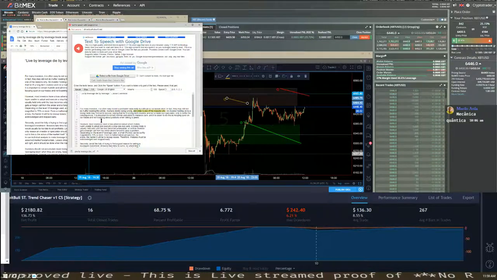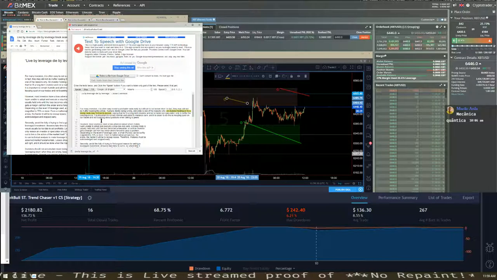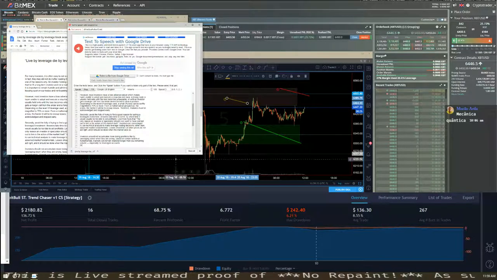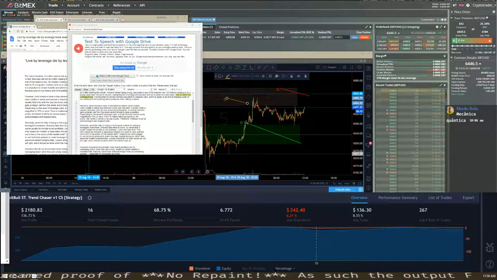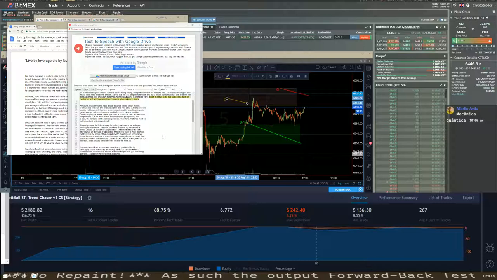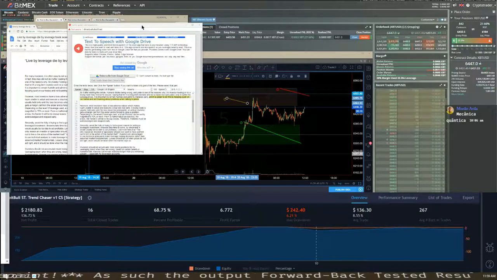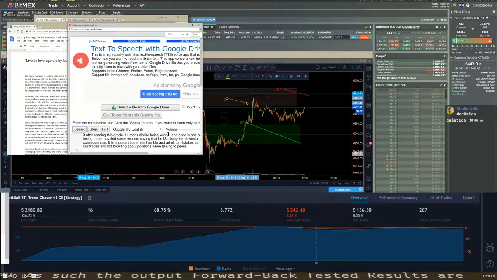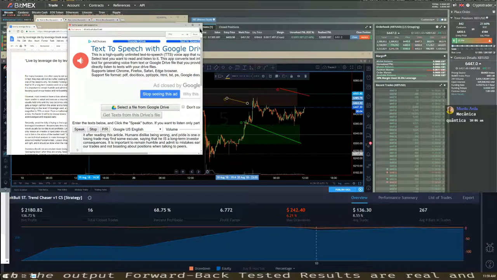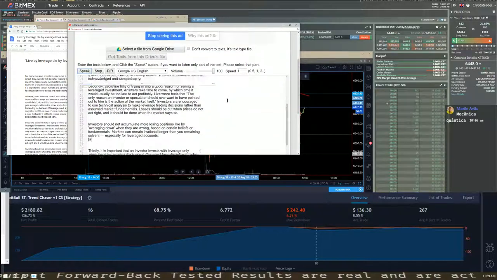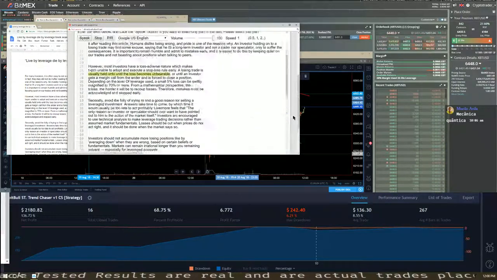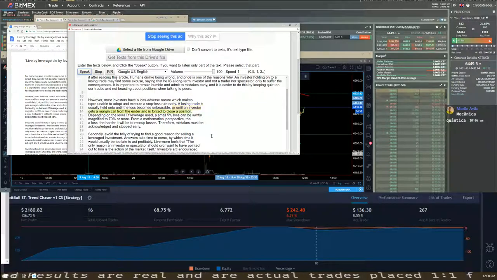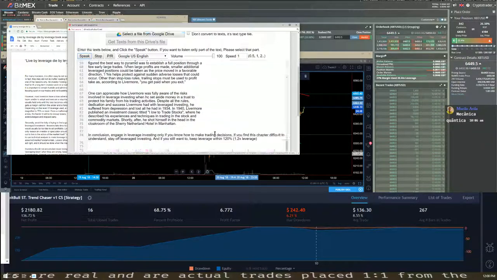Humans dislike being wrong. A losing trade may find some excuse, only to suffer the consequences. It is important to remain humble and admit to mistakes early. And it is easier to do this by keeping quiet on our trades and not boasting about positions when talking to peers. However, most investors have a loss averse nature which makes them unable to adopt and execute a stop-loss rule early. A losing trade is usually held onto until the loss becomes unbearable, or until an investor gets a margin call from the lender and is forced to close a position.